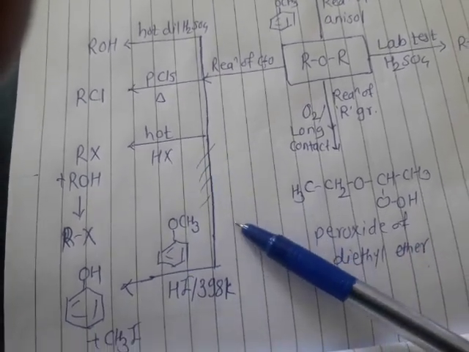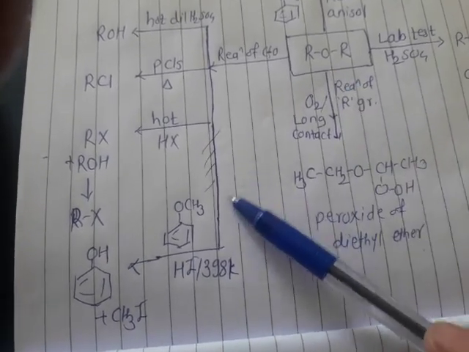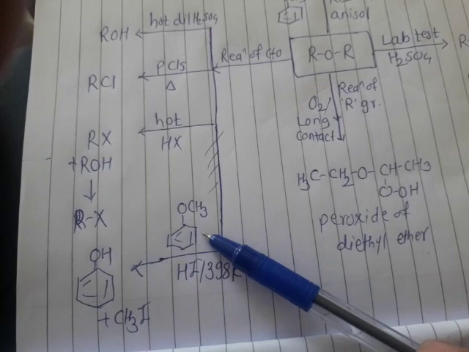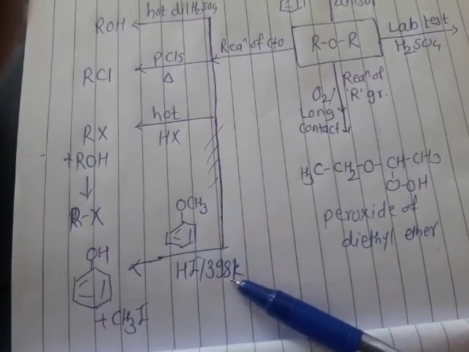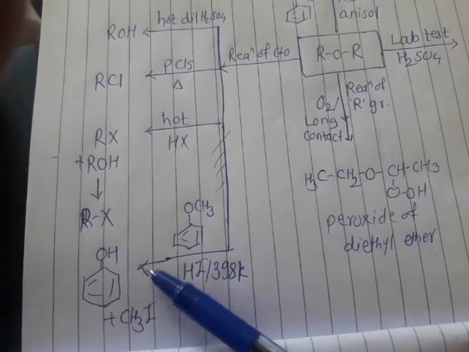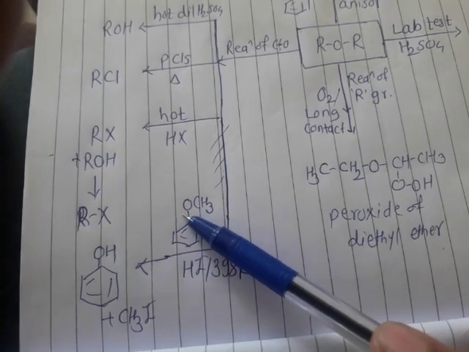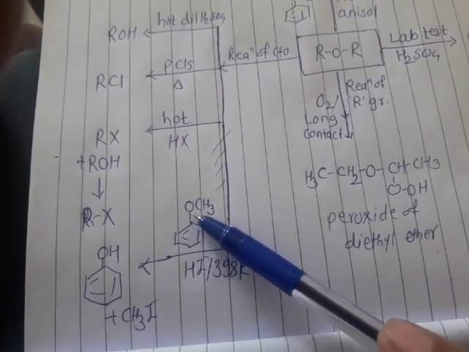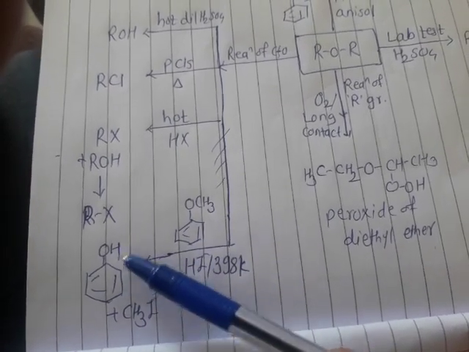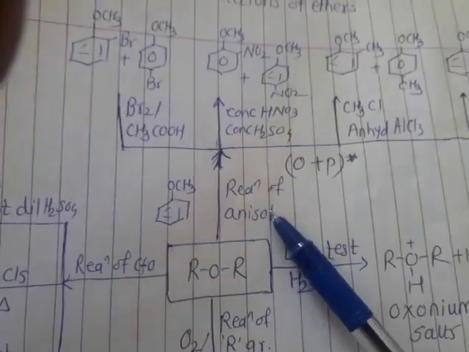Okay, and if the starting substance is not aliphatic ether but alkyl aryl ether, we call this anisole. Anisole when treated with HI at higher temperature, 398 Kelvin, always gives phenol. We cannot detach oxygen from the benzene ring. It is very difficult to remove any group attached to the benzene ring. So phenol is the product and we get CH3I. And the last point, that is reactions of anisole.